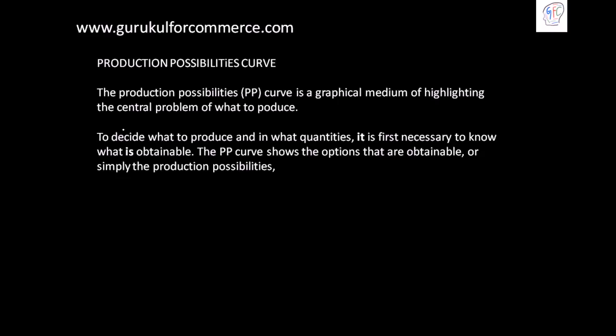So let me go back to production possibility curves now. So what is production possibility curve? Production possibility curve is a graphical medium of highlighting the central problems of what to produce. That means it basically shows what production can we have. This is to decide what to produce and in what quantities. But it is first necessary to know what is obtainable. Therefore, our concept of PPC is going to help us understand what is obtainable, what actually can we have. The PP curve shows the options that are obtainable, or simply you can say they show us the production possibilities.